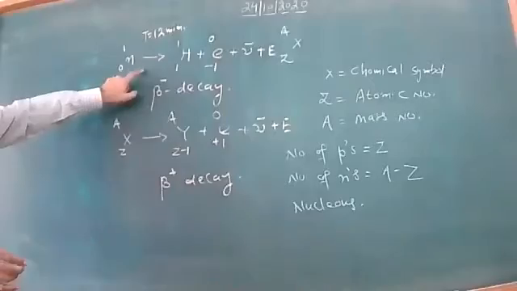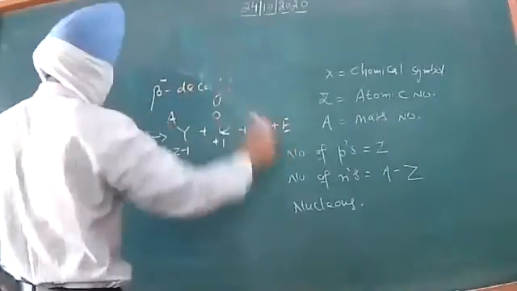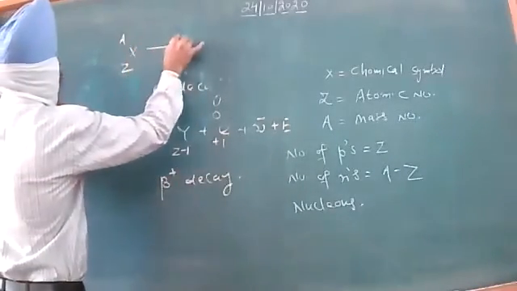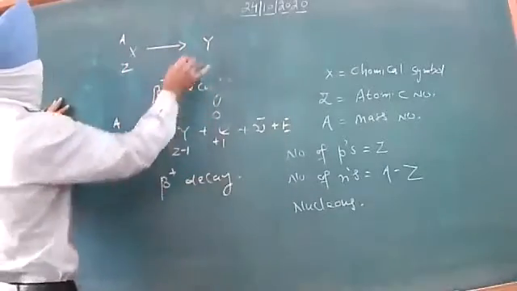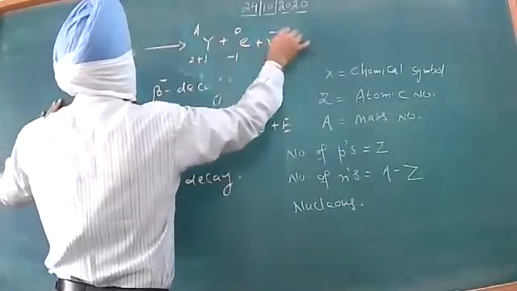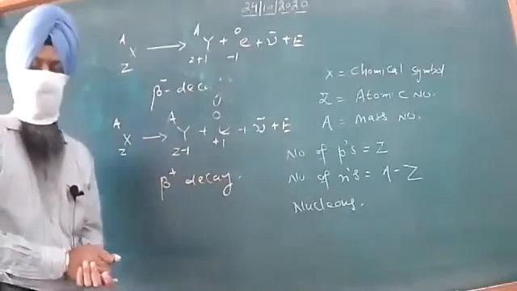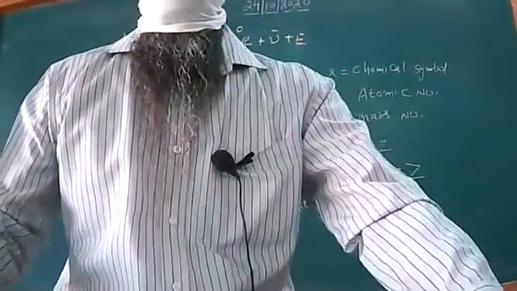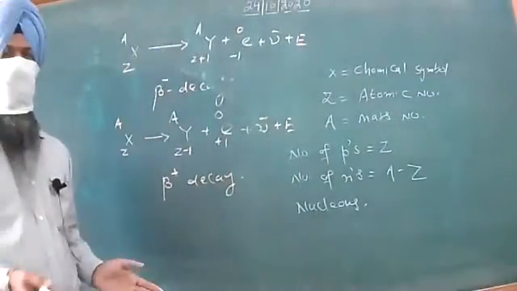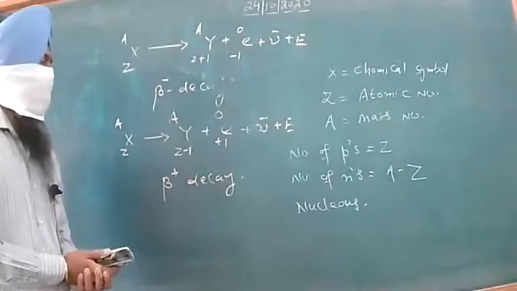Beta negative decay, we can also write it in this manner. We already have written this reaction. We can write it in this manner also: X, Z, A gives Y, Z plus 1, A plus beta particle, antineutrino, energy. Both of these reactions we should have in our mind in order to use the different types of equations in a good manner.